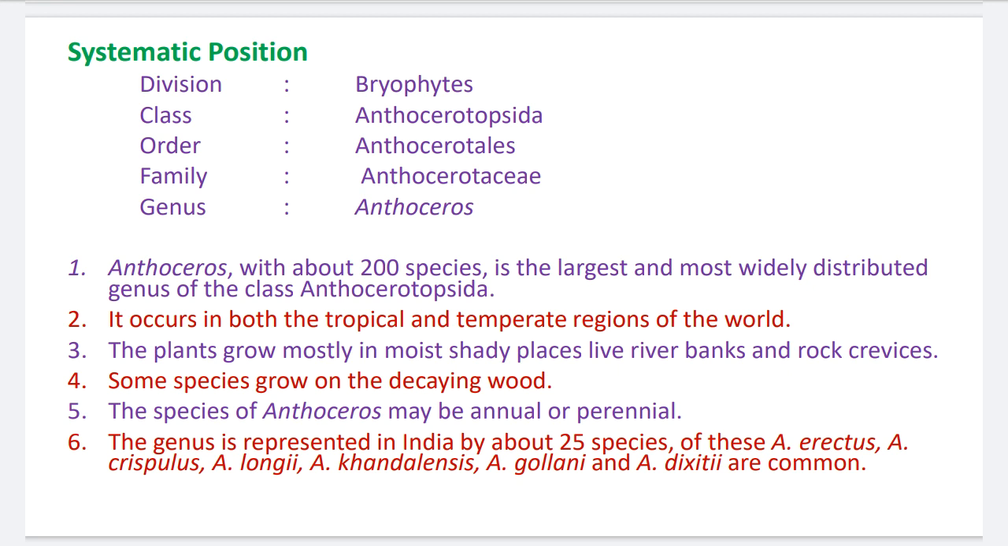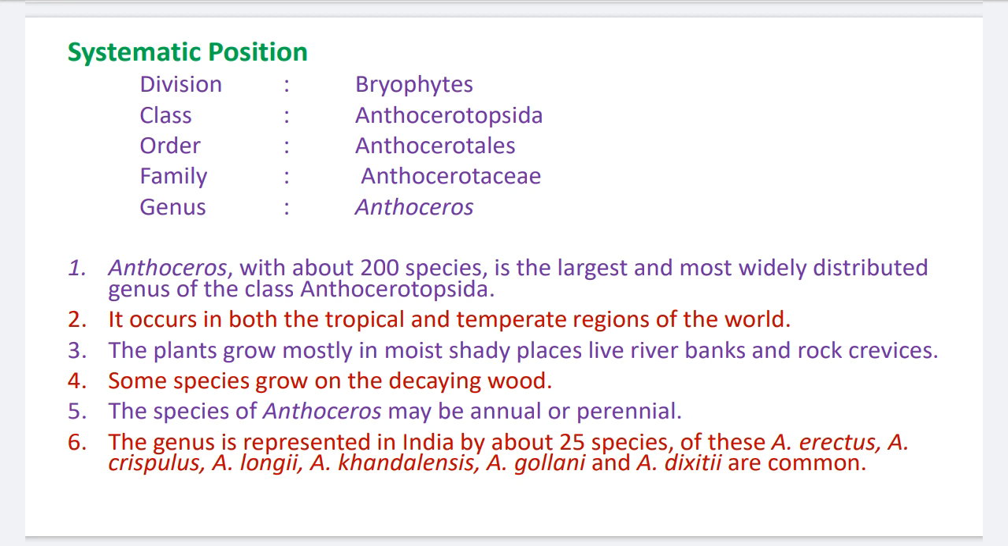Number 3, the plants grow mostly in moist shady places like river banks and rock crevices. As you know, bryophytes are moisture loving, shade loving plants. So Anthoceros also prefers these moist and shady places for growing. Number 4, some species grow on decaying wood. In forests, we can find these Anthoceros thallus on dead and decaying woods.